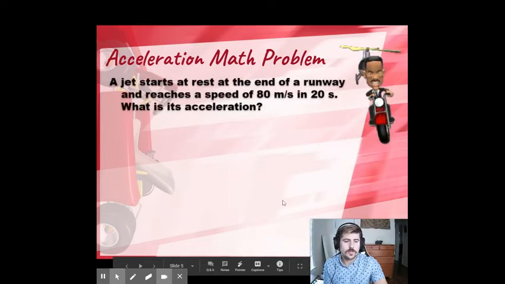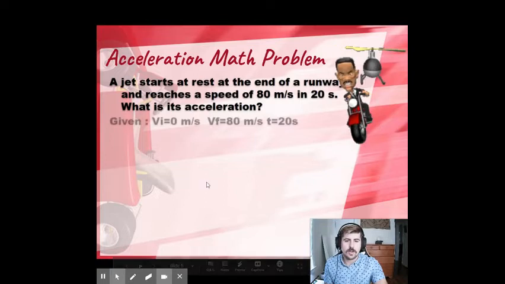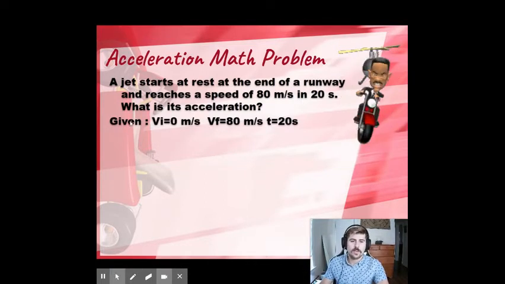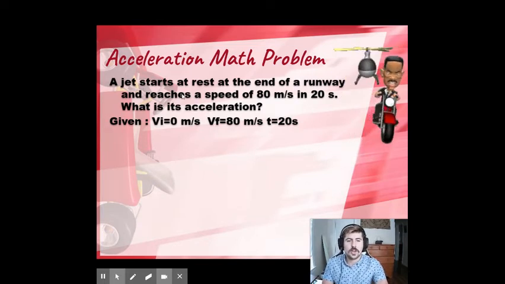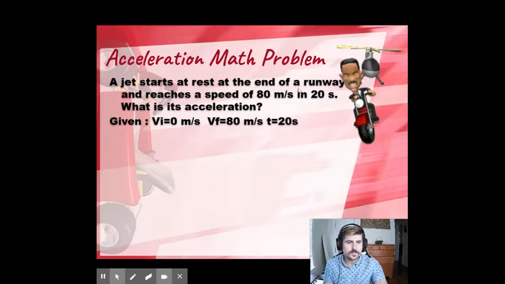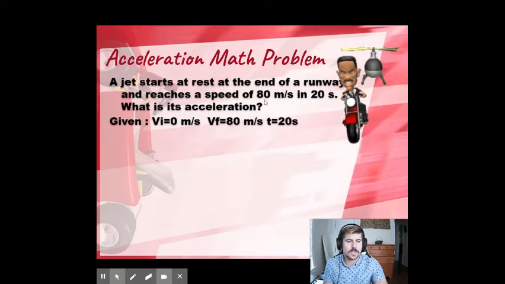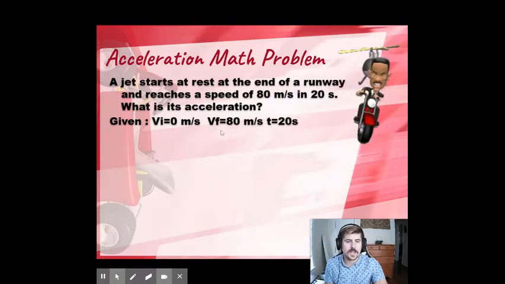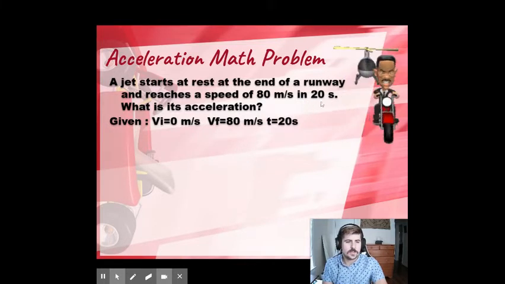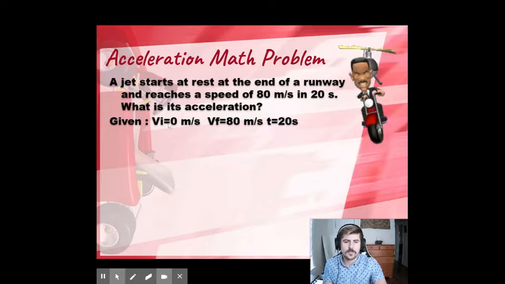So what we need to do first is figure out what our givens are, right? We're going to be using the GUESS method. So first thing, what are our givens? It says that the jet starts at rest, so we know our initial velocity is 0, and it reaches a speed of 80 meters per second. So that's our final velocity, 80 meters per second. And it gives us 20 seconds, so that's going to be our time.